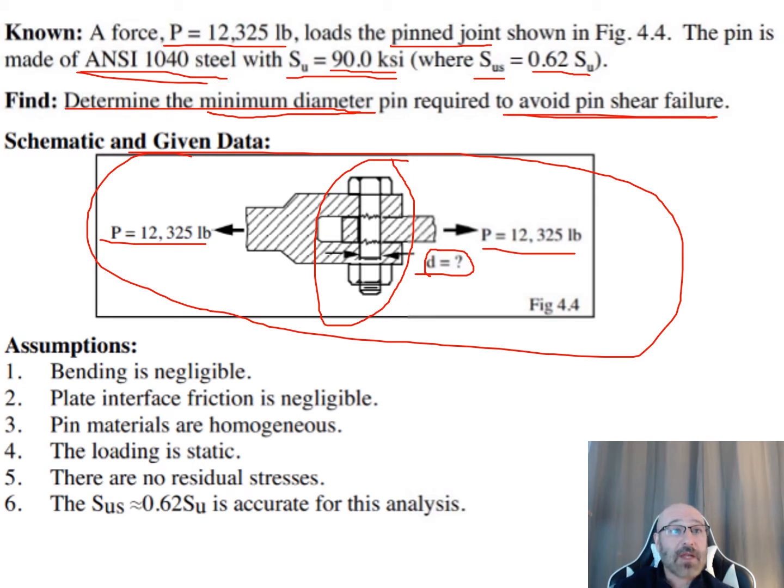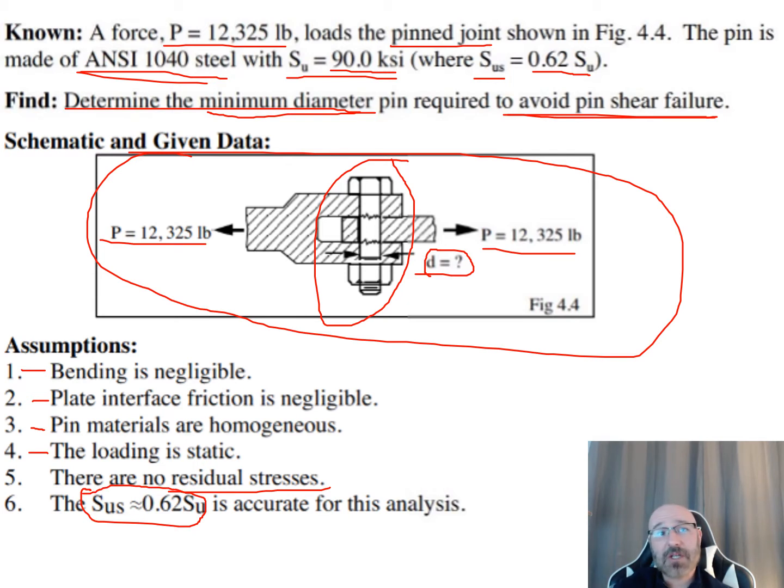Well, we can assume that bending is negligible again. We can assume that the plate interface friction is negligible. We can assume that the pin material is going to be homogeneous. We can assume that we're dealing with static loading, and that there's no residual stresses. And again, we can assume that this relationship is going to be accurate for our analysis.